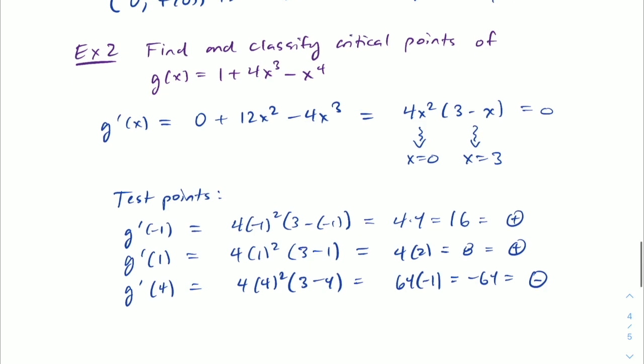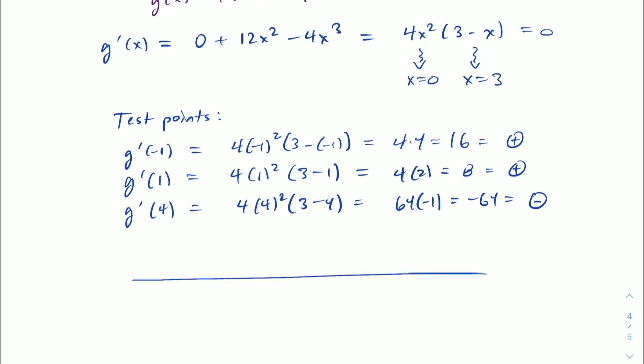Okay, so now we can draw a sign diagram. So we have 0 and 3. Before 0, it's positive. After 0, it's also positive. And then after 3, it's negative.